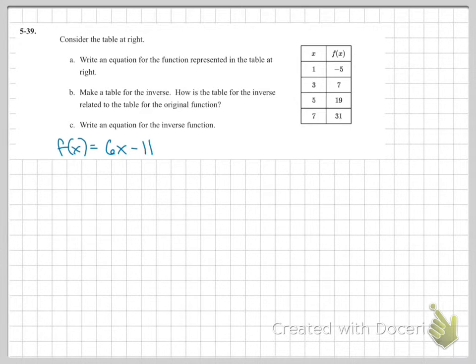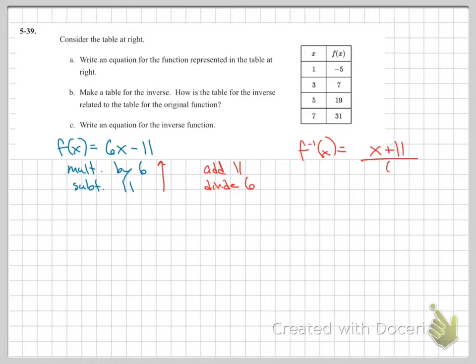So I guess we should come up with our inverse first. So this is multiplying by 6 and then subtracting 11. So our inverse is going to do opposite order, opposite function. Add 11, divide by 6. So f inverse of x is going to be x plus 11 all divided by 6.